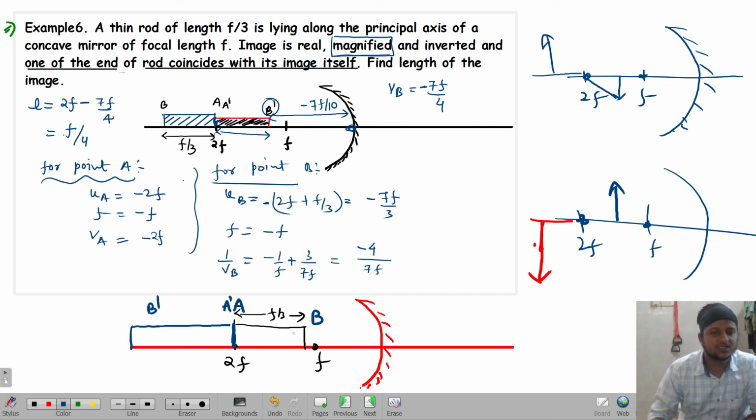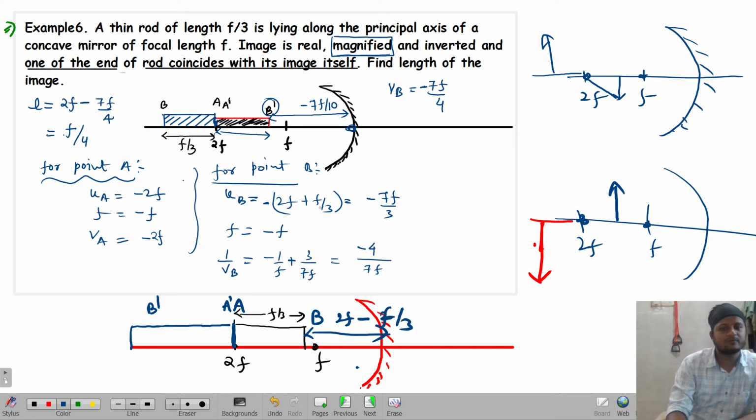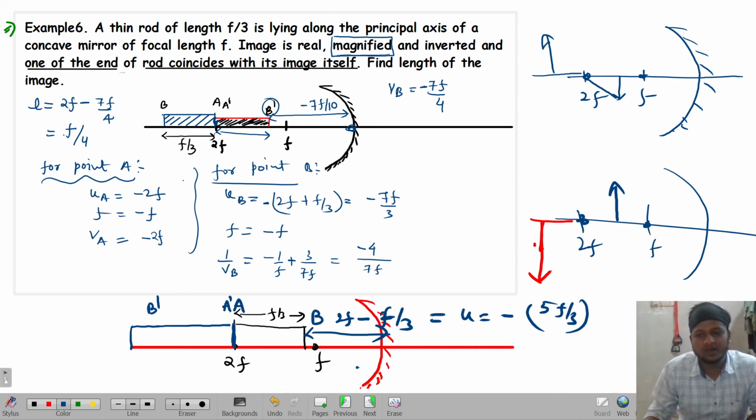But your calculation will change. This time the length of B is going to be f by 3, and this length is 2f. So actually B is located at 2f minus f by 3. Previously we did it using 2f plus f by 3. This time I will utilize 2f minus f by 3. So here I am going to get u equal to negative 5f by 3. Apply this u, apply this v, and apply the focal length, you will get the answer. Understood or not? Tell me, are you able to get it or not?